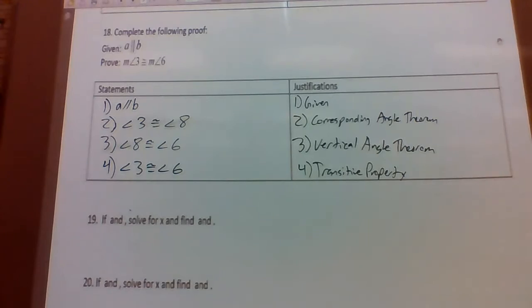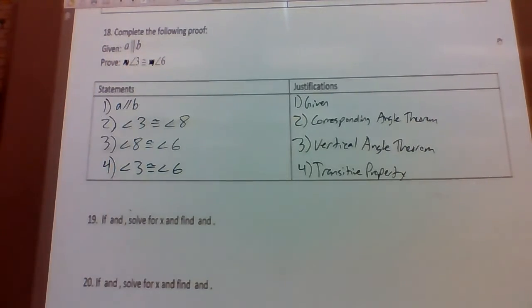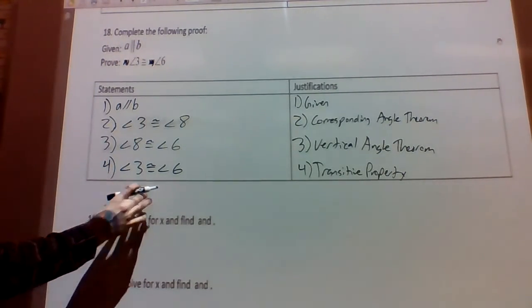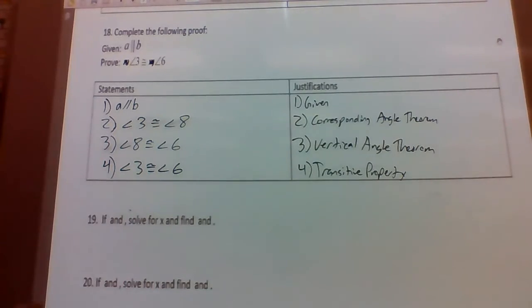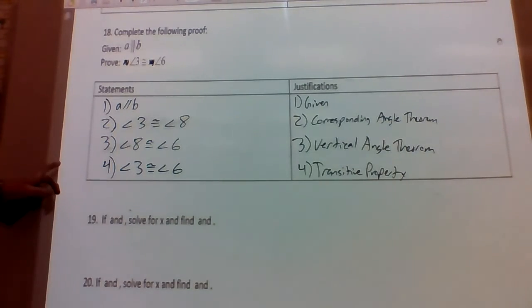But they're asking for one more step. They want to prove that the measure of angle 3, see, the question's not even good, because let's just get rid of the measures. Angle 3 is congruent to angle 6. We could say the measure of angle 3 equals the measure of angle 6. We can't say the measure of angle 3 is congruent to the measure of angle 6. That's the type of proof we're looking for.